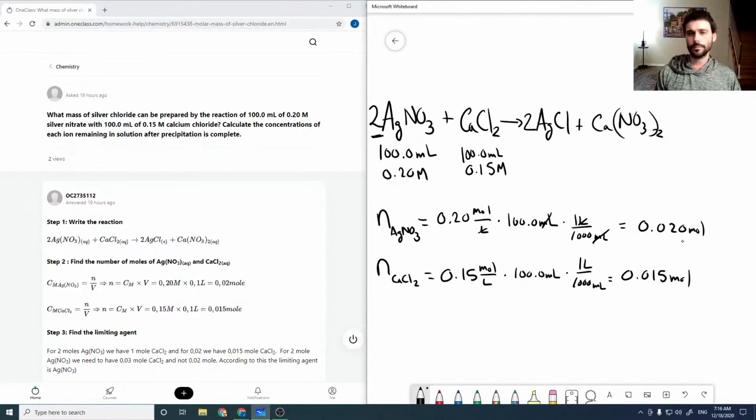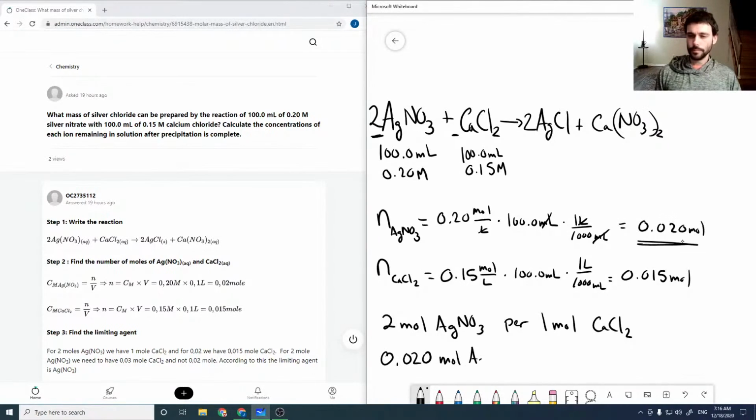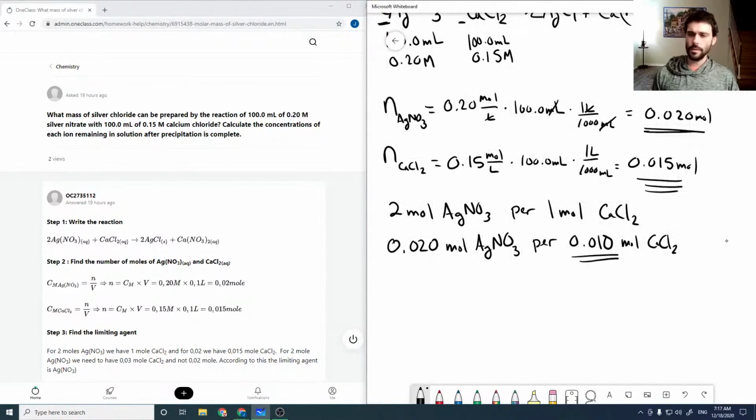Now, if we check our equation, we need 2 moles of AgNO3 per 1 mole of calcium chloride. Or to put it more into the terms of our question, 0.020 moles of silver nitrate will react with 0.010 moles of calcium chloride. Okay, so now we've identified that we have an excess, right? We're only going to be able to react with 0.010, and so that means we're going to have 0.005 moles of calcium chloride excess.